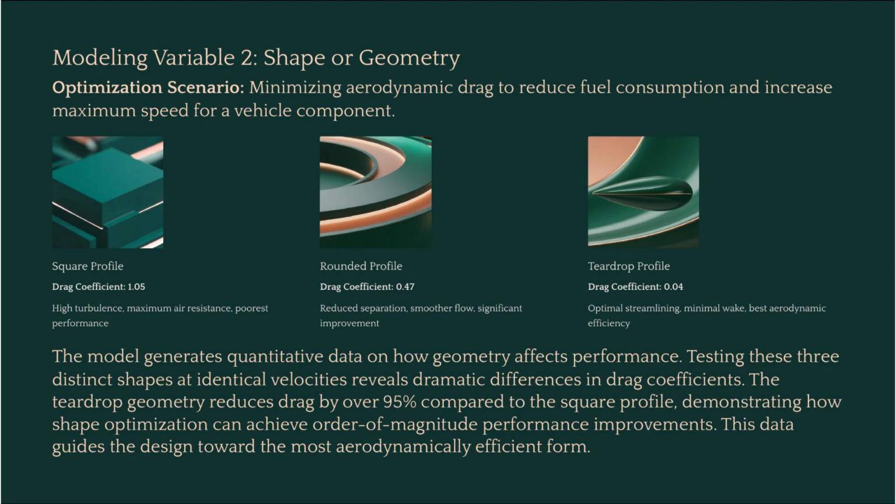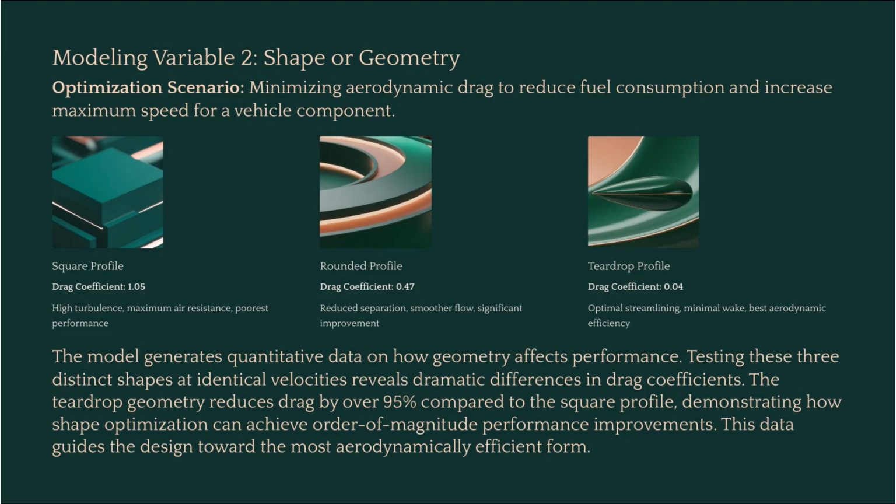Another common variable to model is the shape or geometry. Think of designing something that moves through the air or water. The difference between a block shape and a smooth teardrop shape is huge in terms of drag.